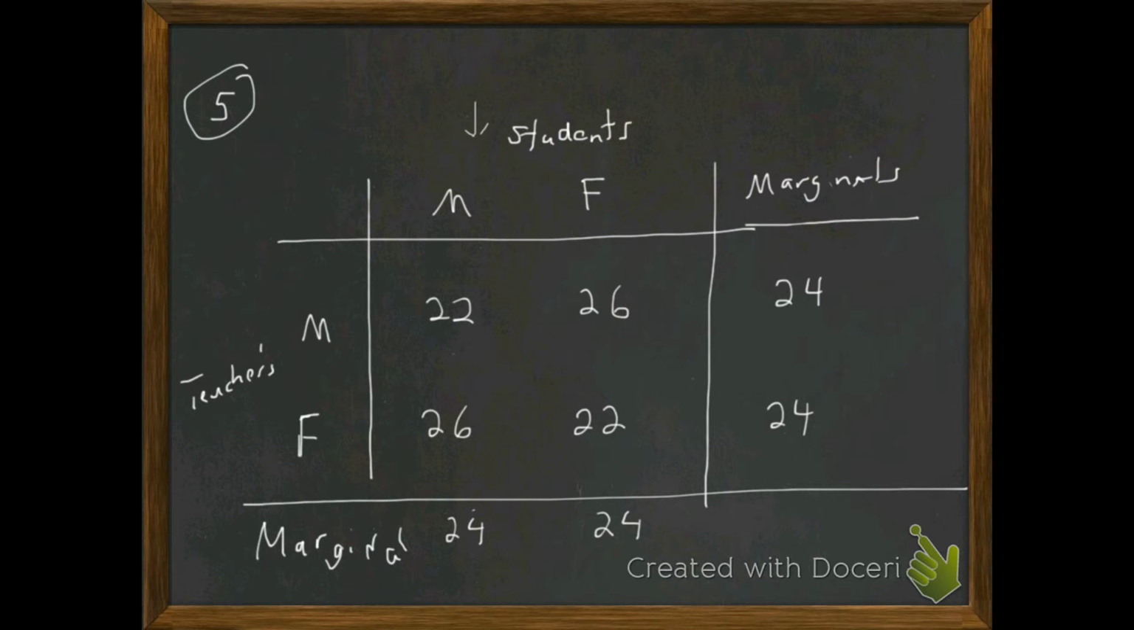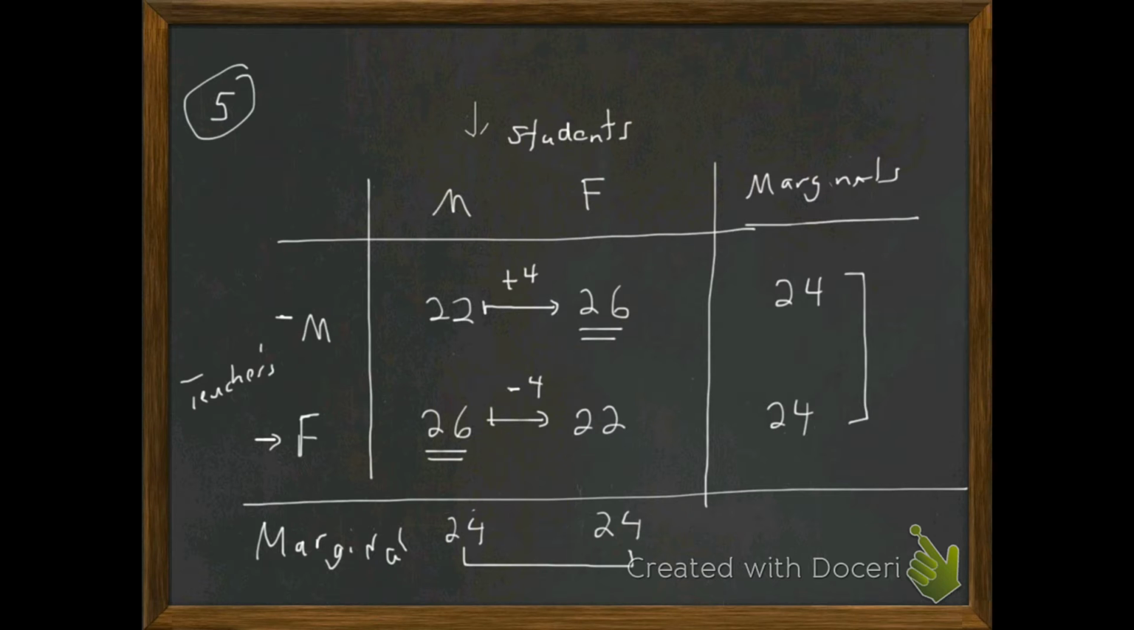So my gender of the teacher is not statistically significant. The gender of the student is not statistically significant, but I have a positive 4-point difference from male to female for students, for male teachers, and I have a -4 difference for female teachers. So I've got an interaction that's statistically significant. In other words, male students are doing much better in the female teacher's class, and females are doing much better in the male's class. Okay?